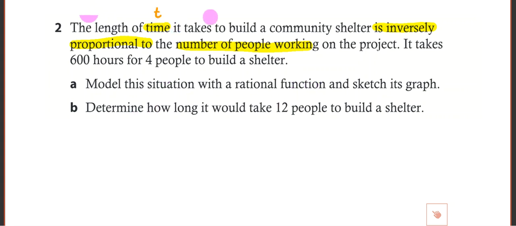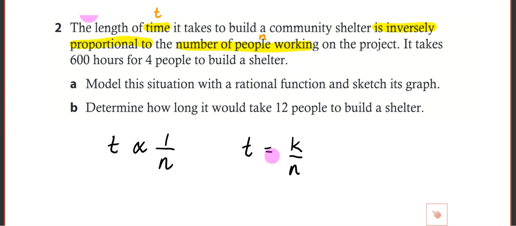So if we call this T, and this N, maybe, we can write that T, if you remember, I'm going to do it right from the start, is proportional to 1 over N. That's the proportionality thing, which we then rewrite as T equals K over N, where we've got to solve for K.